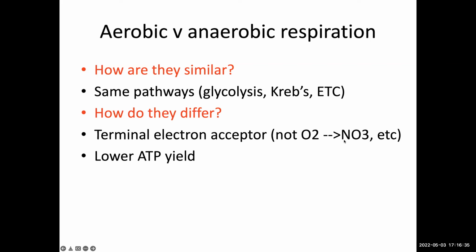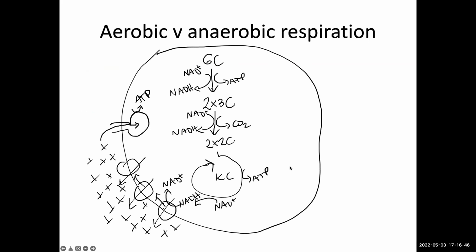Because of the differences in the chemical nature of whatever this alternative is, anaerobic respiration always has a lower ATP yield than oxygen and aerobic. So here we have a diagram in a prokaryotic cell. We're focusing on prokaryotes in this class, and this is what this is, right?